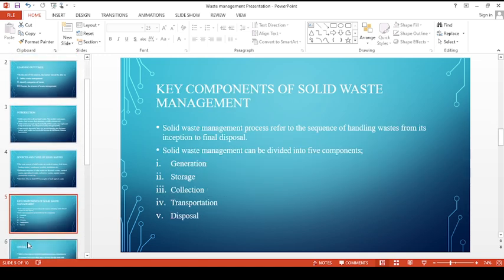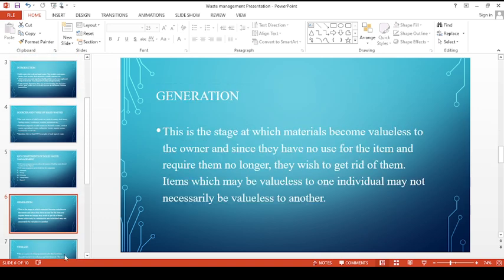Let us move to the key components of solid waste management. We can define solid waste management as the process of handling waste from its inception to the final disposal. Solid waste management can be divided into 5 components. Component number 1 is generation, number 2 storage, number 3 collection, number 4 transportation, and finally we have disposal.